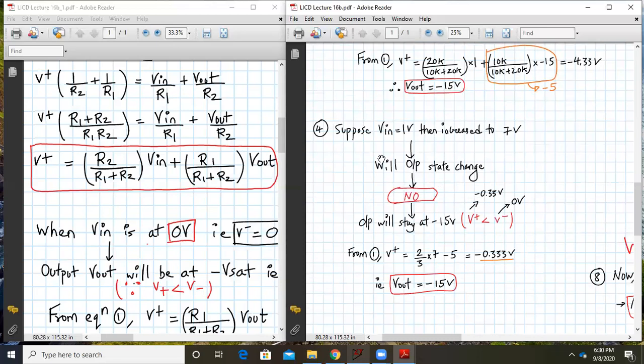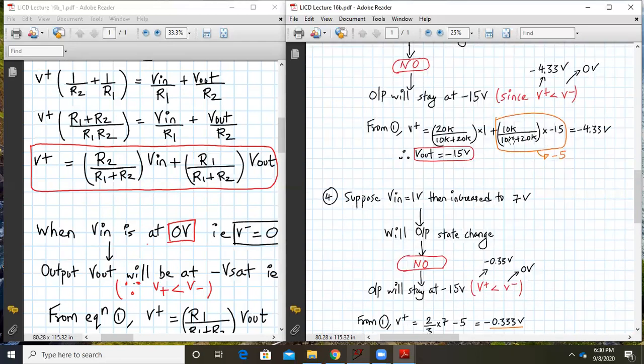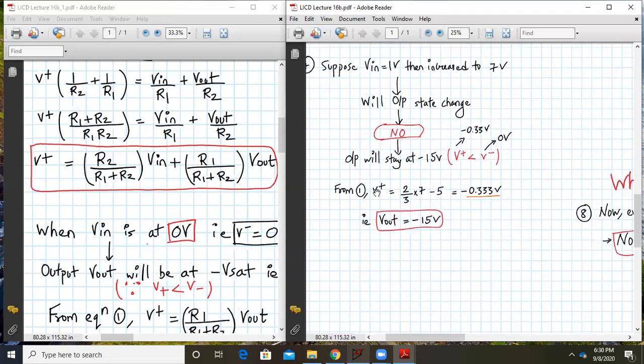Now let's say my V in is increased drastically from 1 volt to 7 volts. Will my output state change? Well, let's find out. So from this equation we can write first term will be 2 by 3 into V in, which will be 7. And you remember this was minus 5 from earlier. We told that it will come in handy. So we can directly substitute it as minus 5 because V out is not changing state yet. If we calculate the value of V plus for V in equal to 7 volts, it will come out to be minus 0.333 volts. So again, V minus is permanently grounded and V minus will be greater than V plus over here, clearly. So my output state will not change. It will remain at minus 15.